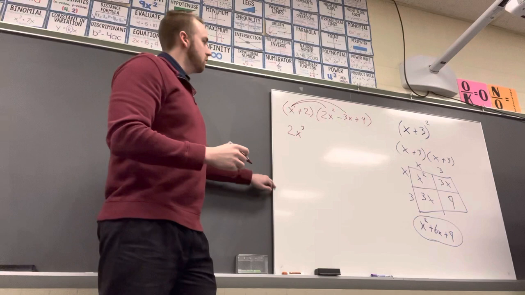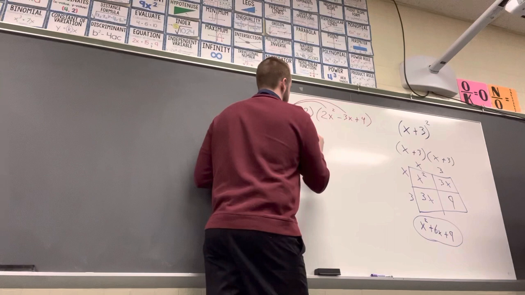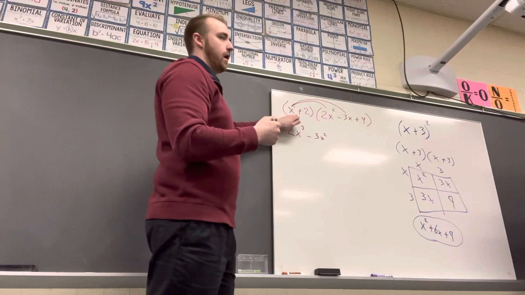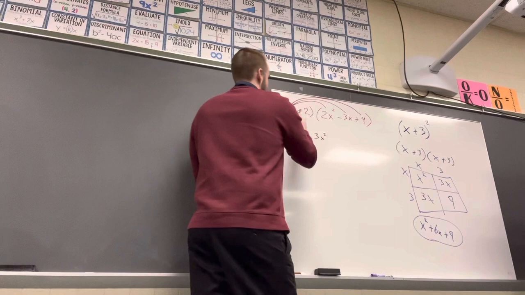Negative 3x squared, right? We have that 1 in front, so it's really 1 times negative 3, which will keep it negative 3. And then x times x will give us the x squared. Good. Now, am I done with the x? What didn't I multiply it by? The 4. Good. So we'll multiply the x by the 4 now. So x times 4 is what? 4x.